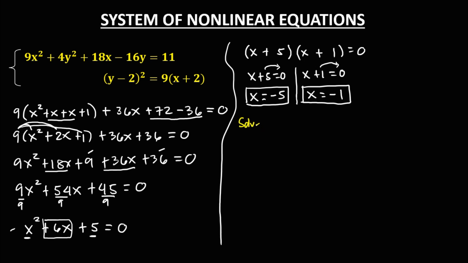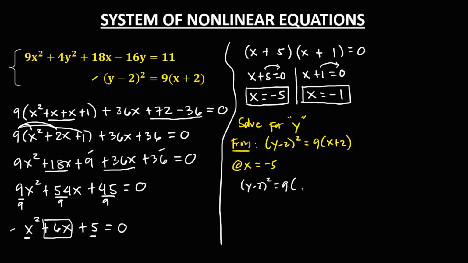Then to solve now for y, from this equation, y minus 2 squared equals 9 times x plus 2. We start with x equals negative 5. So this becomes y minus 2 squared equals 9 times negative 5 plus 2. Expanding this, y minus 2 times y minus 2 equals 9 times negative 5 plus 2. This one is negative 3, and 9 times negative 3 is negative 27.